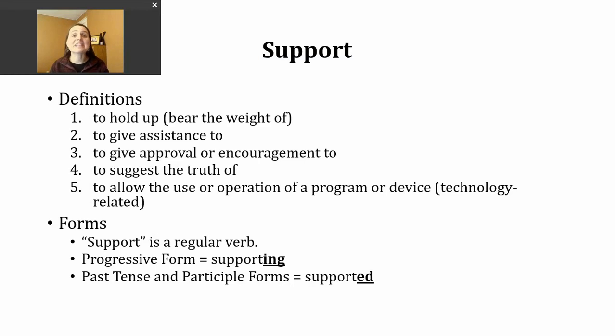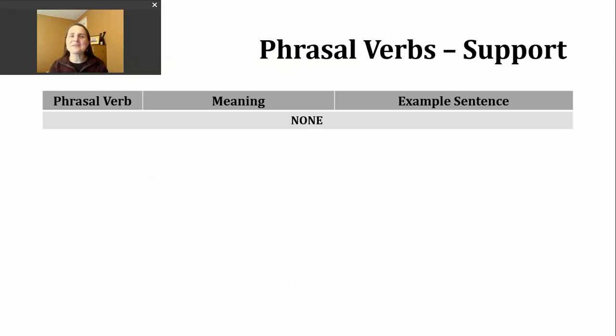You should know that support is a regular verb. To make the progressive form of this verb, all we need to do is add ing to form supporting. The past tense and participle forms of this verb are made by adding ed. And the base verb support ends in a T sound, so our ed is going to make an id sound. Supported. Supported.